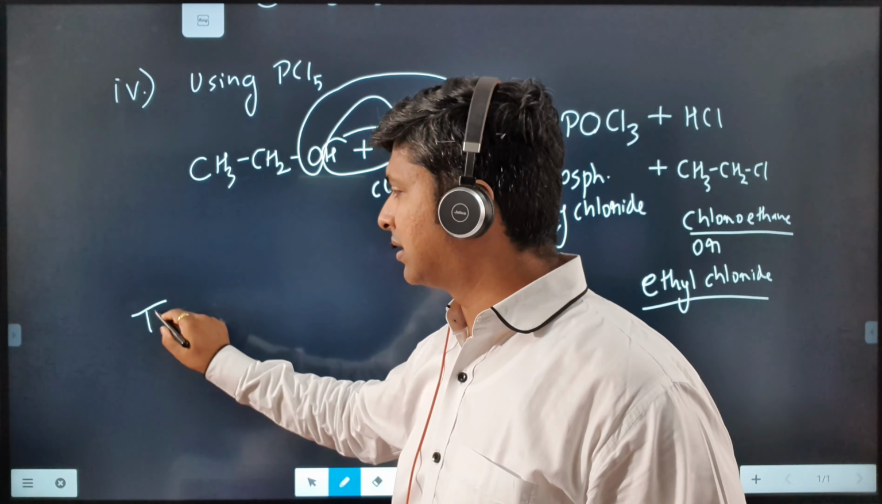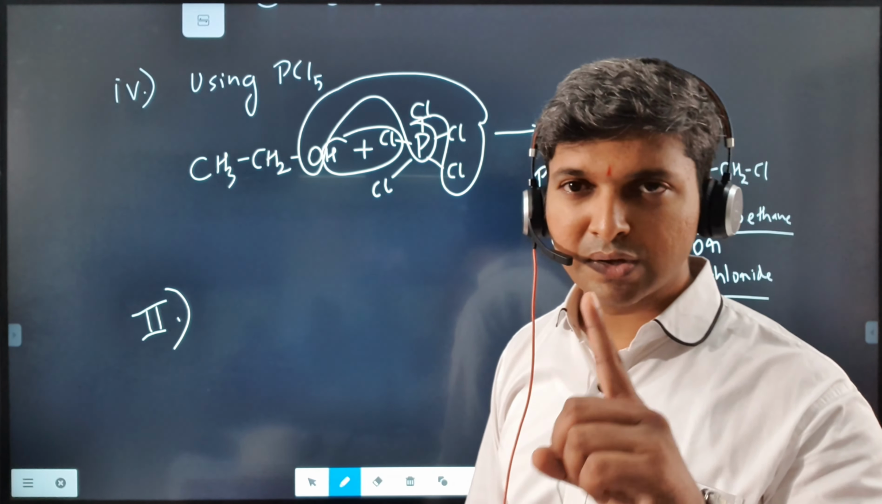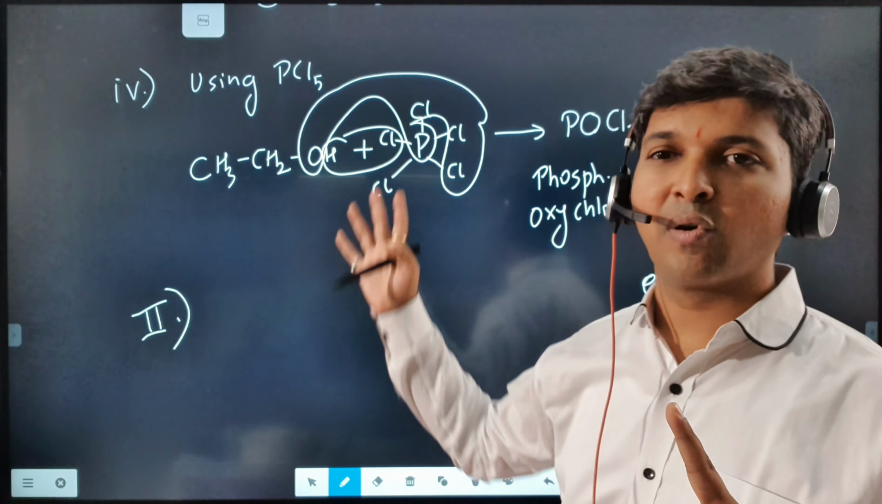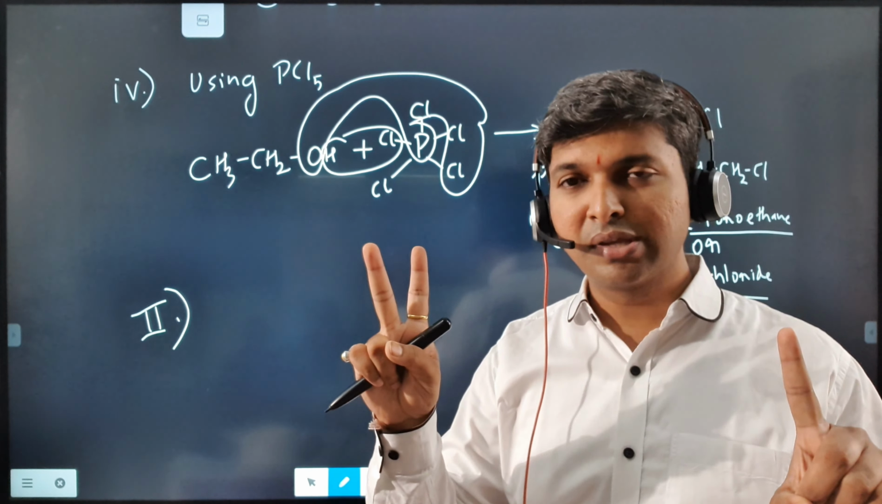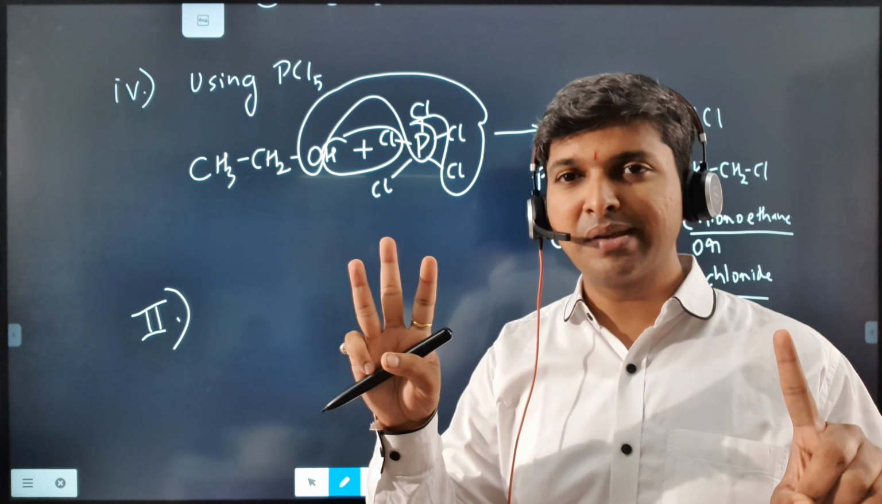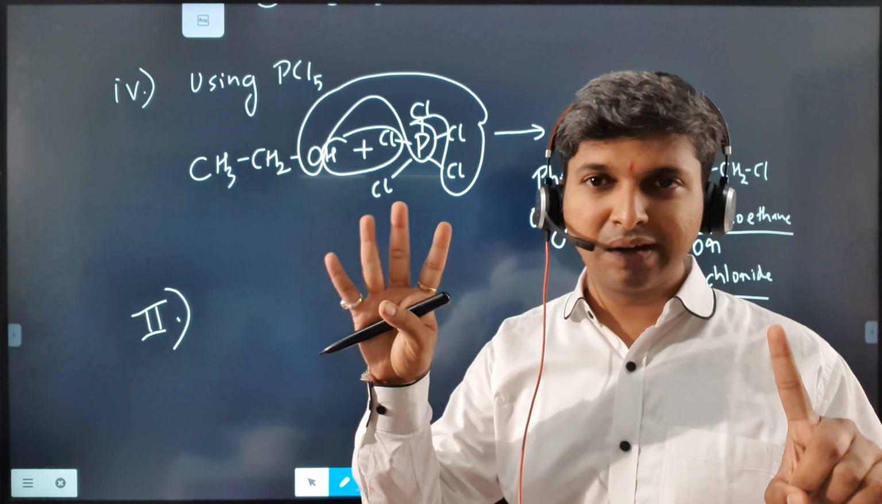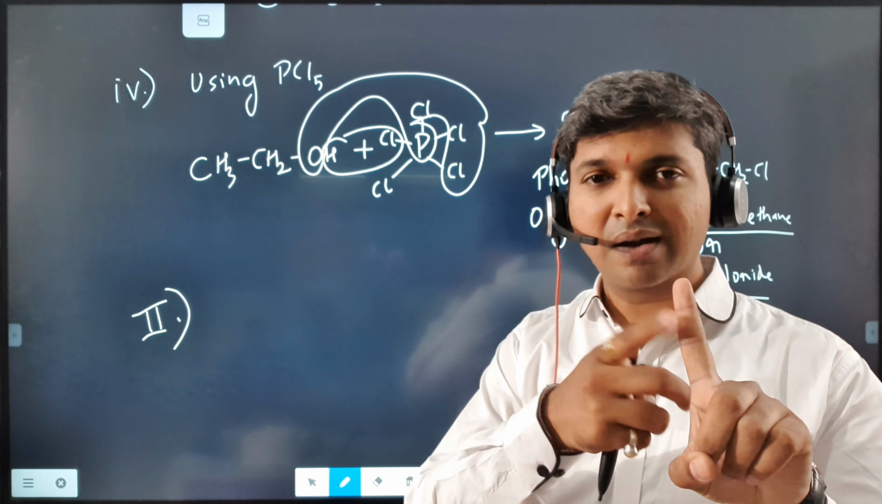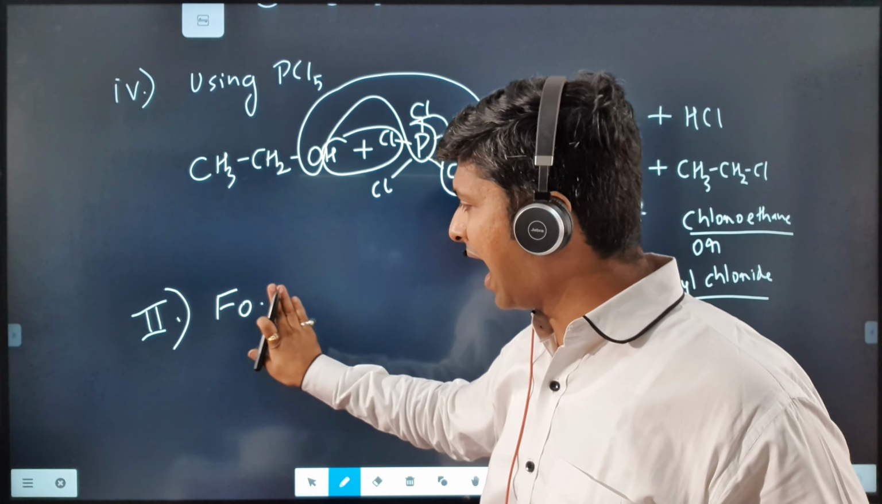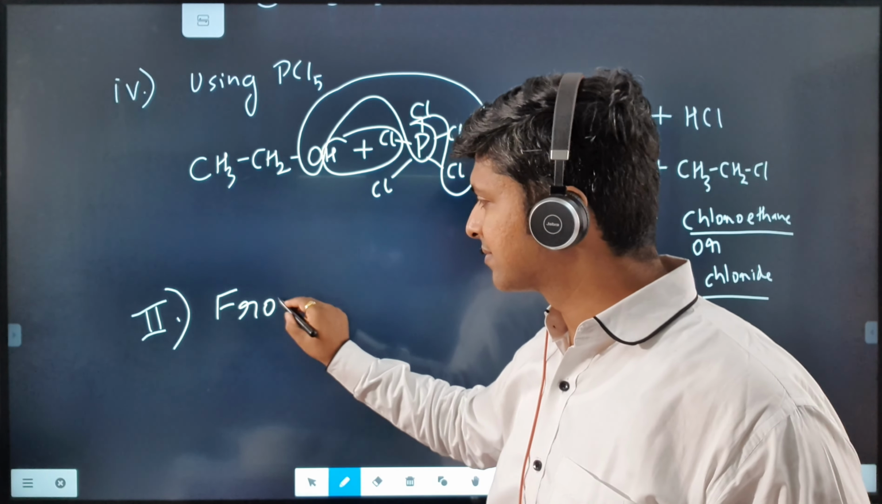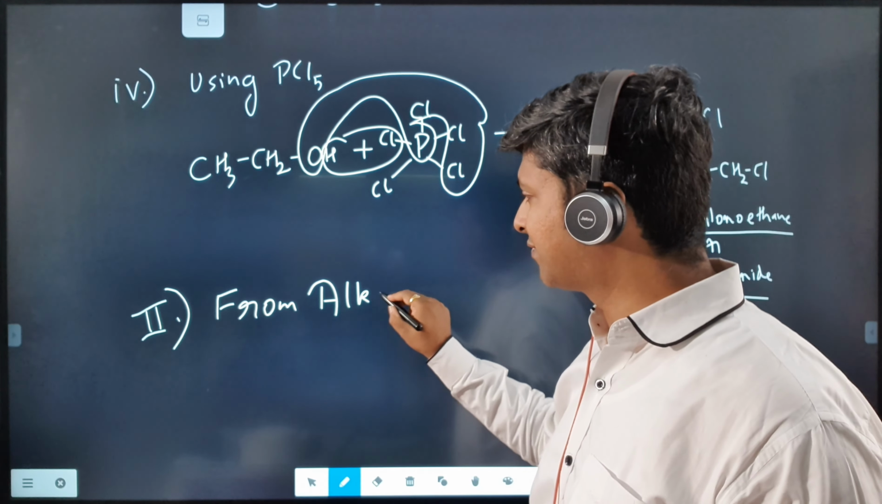Now, the first method for preparation of haloalkanes was from alcohols. From alcohols, we had 4 different sub methods: using HX, using PCl3, using PCl5 and using SOCl2. So we did these 4 sub methods from alcohols. Now the second major method will be from alkenes.